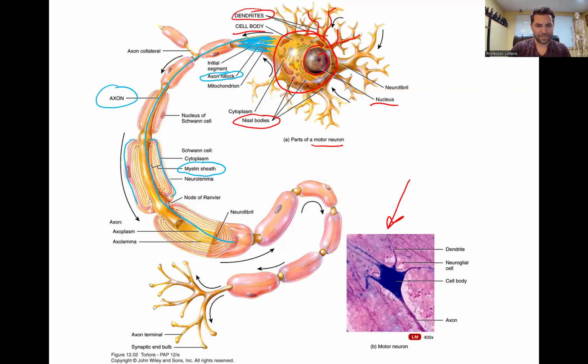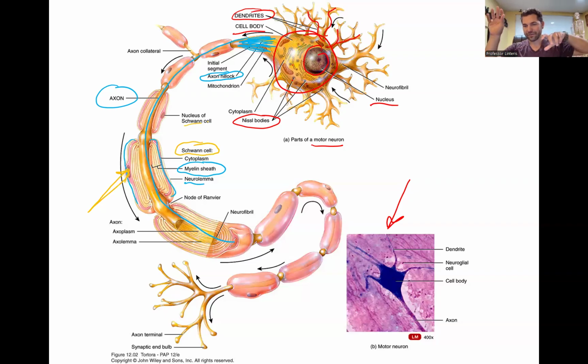And obviously that neurolemma is the membrane of the neuron. It's the plasma membrane, right? And the myelin sheath is produced by something called a Schwann cell. So this is the Schwann cell here. That's kind of the nucleus of it, right? You can see that there.